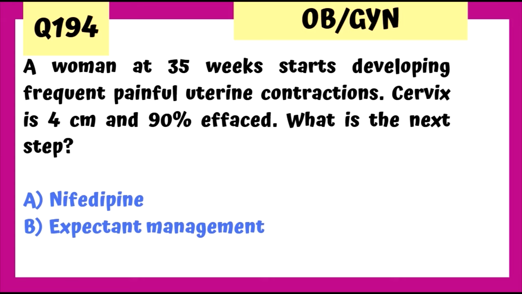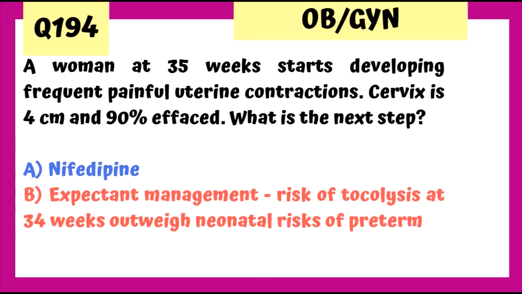A woman at 35 weeks starts developing frequent painful uterine contractions. Cervix is 4 centimeters, 70, 90% effaced. So basically, she's going into labor. Expectant management. You don't go with tocolysis after 34 weeks, right?